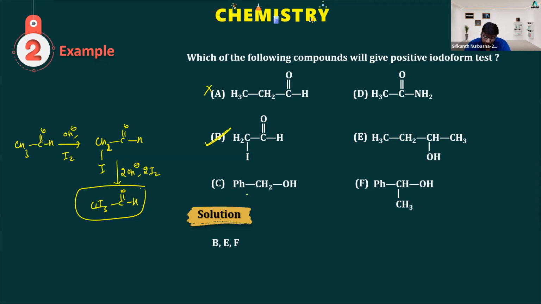Compound C, PhCH2OH, will it give? No. Why will it not give? Because we do not have the CH3CHOH group. CH3CHOH is not present, so it will not give.